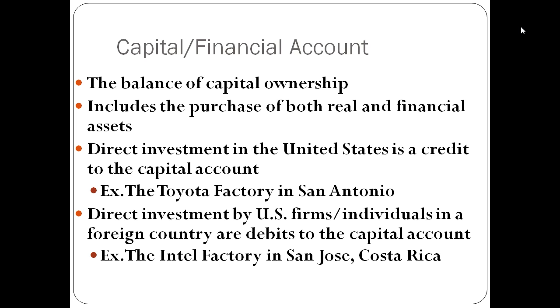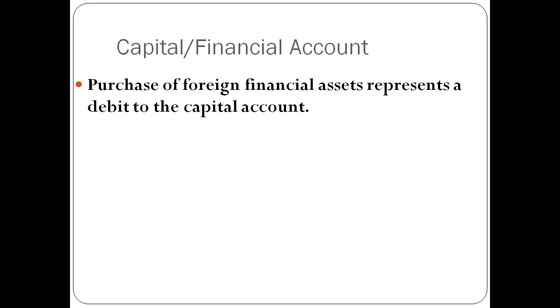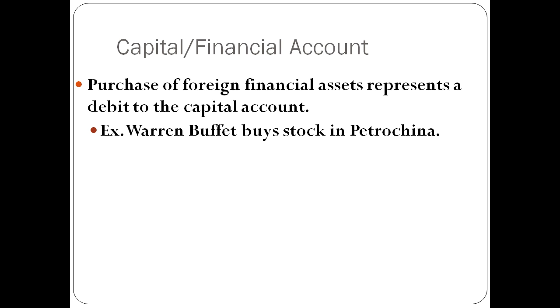All right, let's go ahead and take a look at the financial side here. So the purchase of foreign financial assets represents a debit to the capital account because there's an outflow of assets. Okay, financial assets are going to be leaving the nation there. So if you have Warren Buffett, famous American stock trader, he buys stock in PetroChina. He's buying stock in another country. It's an outflow of those financial assets. Thus, you're going to have a debit to the capital account.